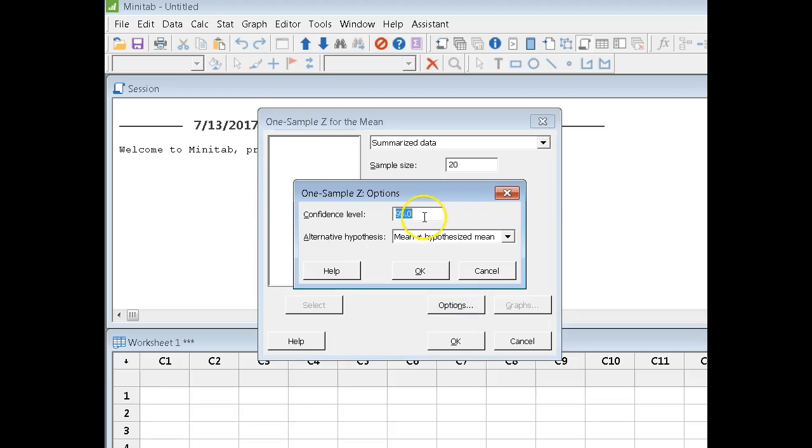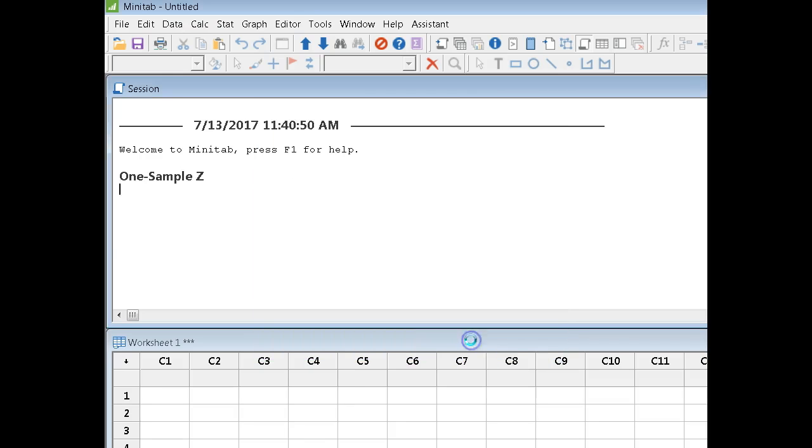We go to options. The default comes up at 95, and I believe in the question it tells us to use a 95% level of confidence. Keep this alternative hypothesis where it is. Don't fool around with that. Say OK and OK. And here's what we get.